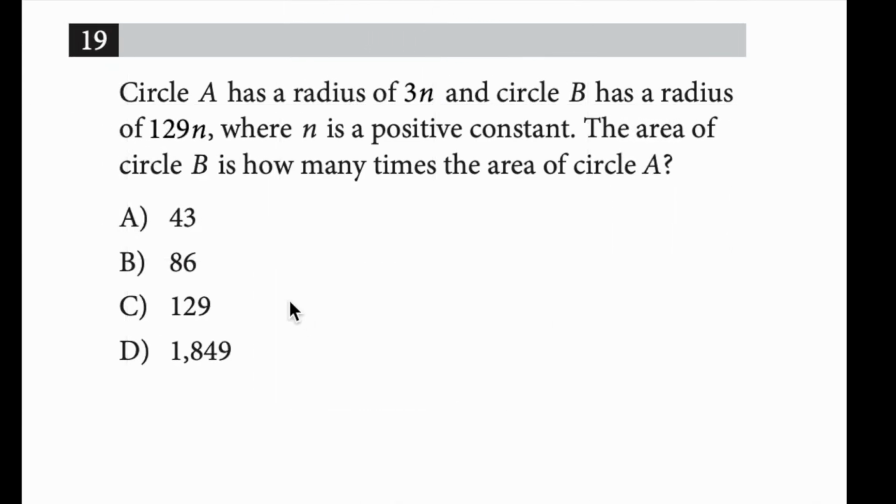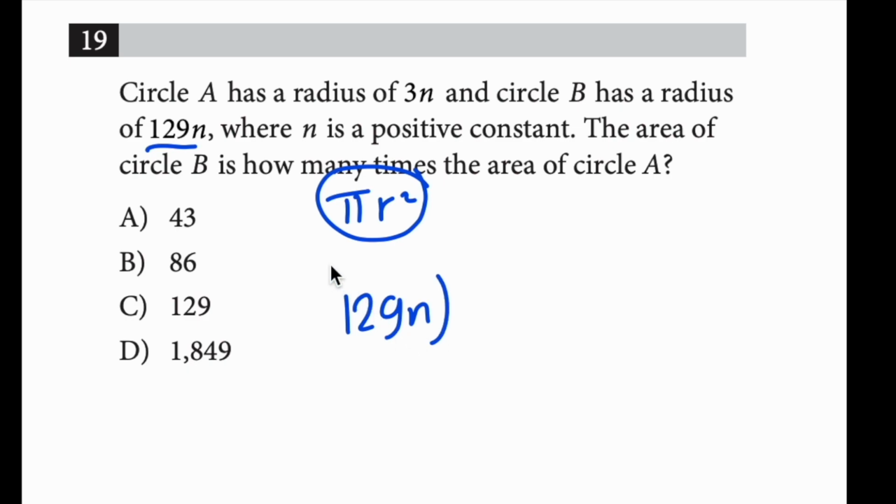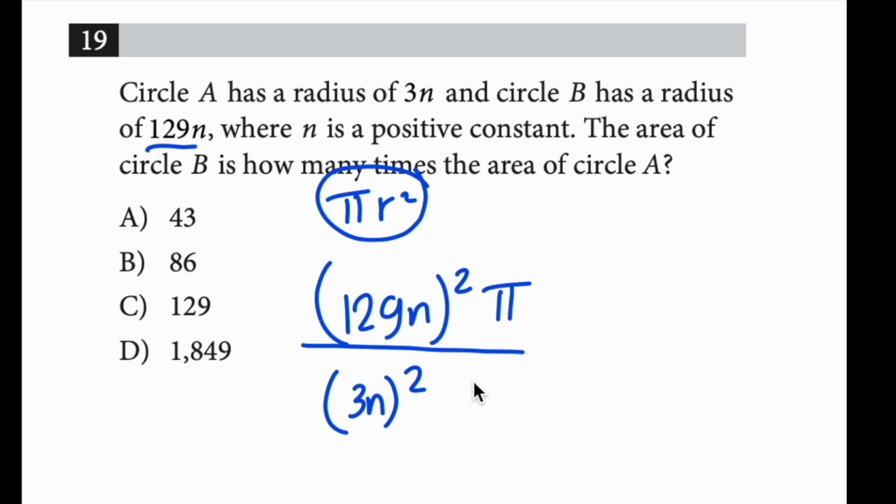Circle A has a radius of 3n and circle B has a radius of 129n, where n is a positive constant. The area of circle B is how many times the area of circle A? As you know, the area of a circle is pi r squared. This is for any circle, pi r squared. So to find the area of the first circle, which is 129n all squared, this is times pi, over the area of the second circle, which is 3n, so it will be 3 times n all squared times pi.